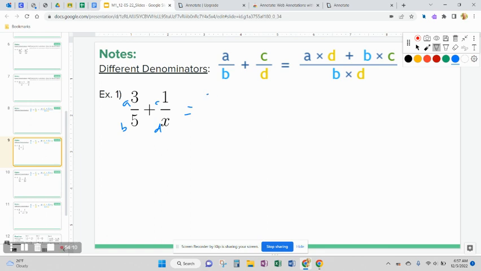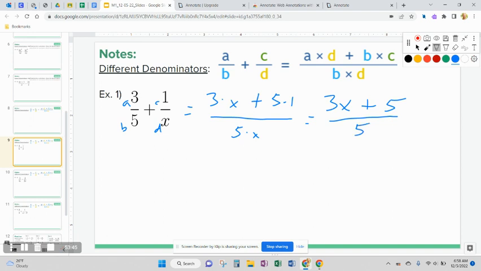So if I label those and then use this formula here to rewrite our expression, we'll have a times d, so we'll have 3 times x, plus we'll have b times c, so we'll have 5 times 1, all over b times d on the bottom, which is 5 times x on the bottom. So that'll give us, if we carry this out, 3 times x is 3x, plus 5 times 1 is 5, all divided by 5x on the bottom. And in this problem, we can stop there.